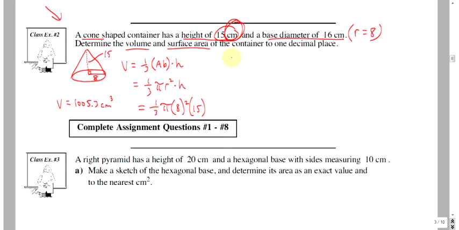Okay, surface area. What shape am I talking about? A cone. Look it up. What's the formula? Surface area. Pi r squared plus pi r s. All I need is r and s, and I plug them in. Do I know s? What is s again? It's the slant. Okay?